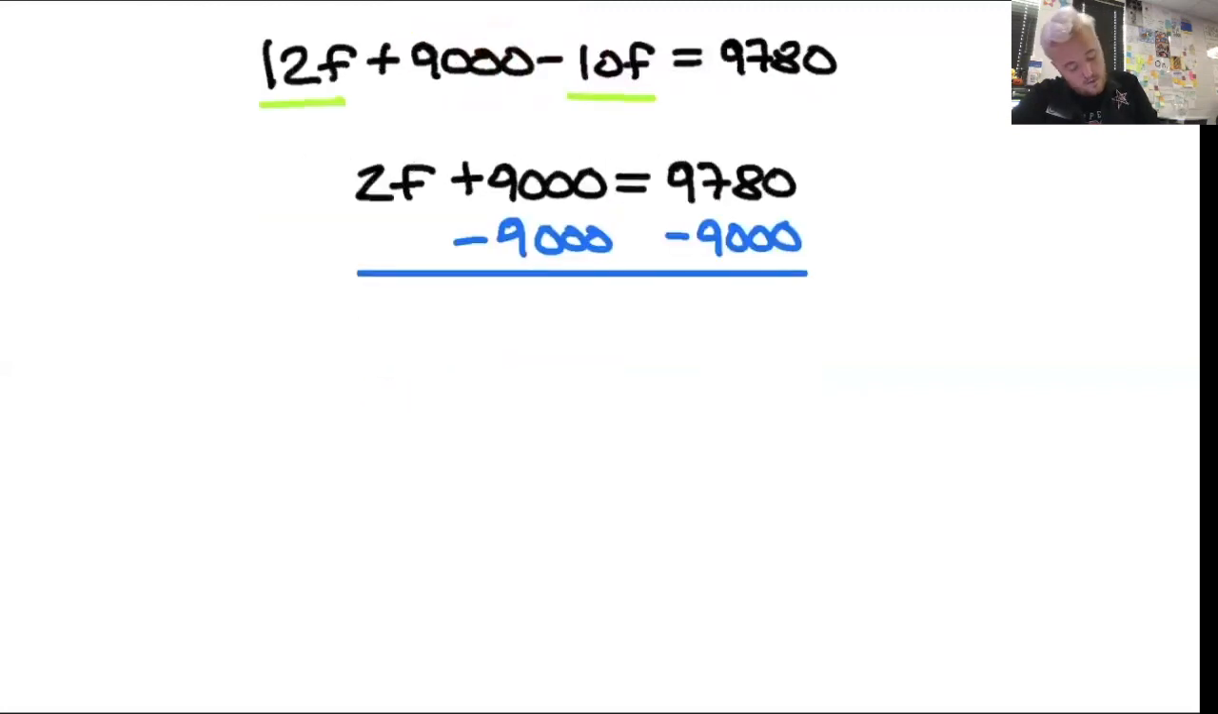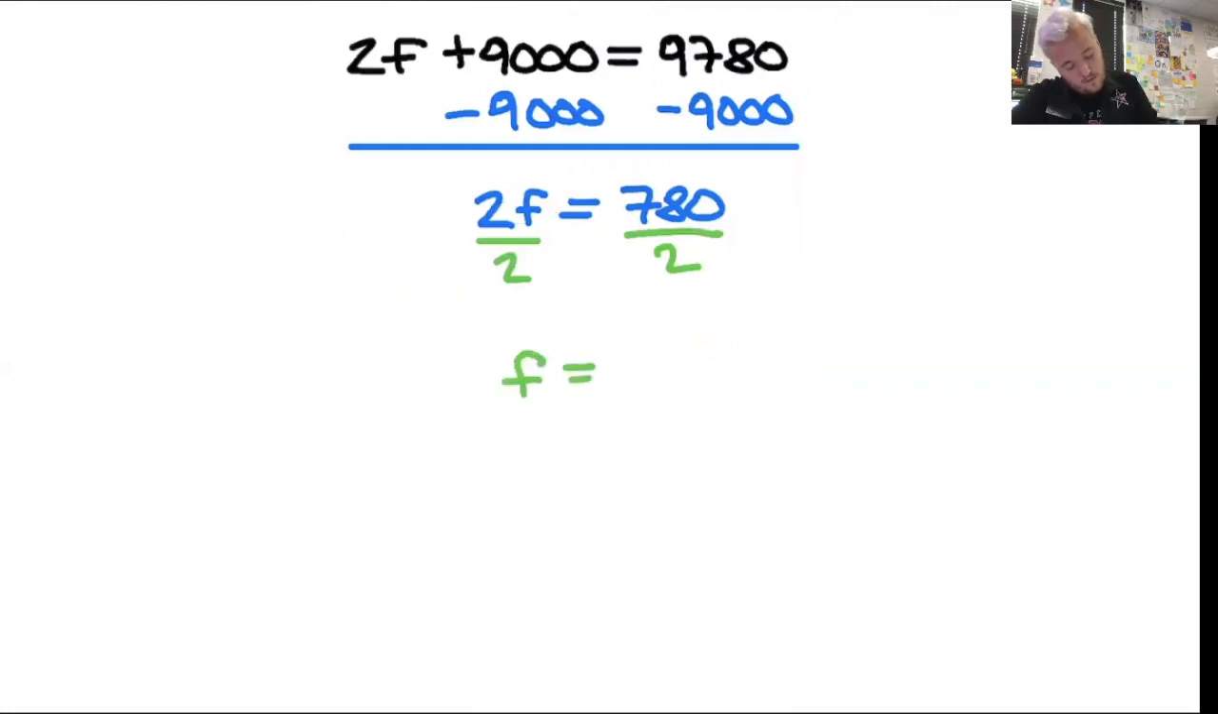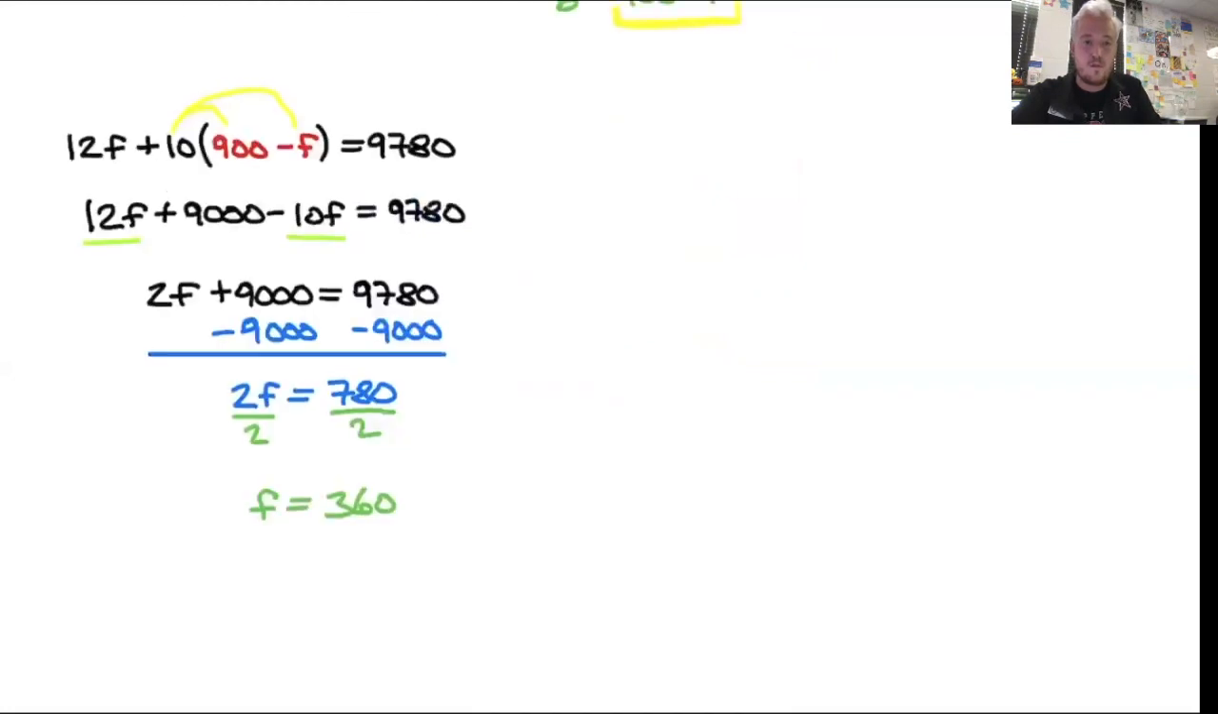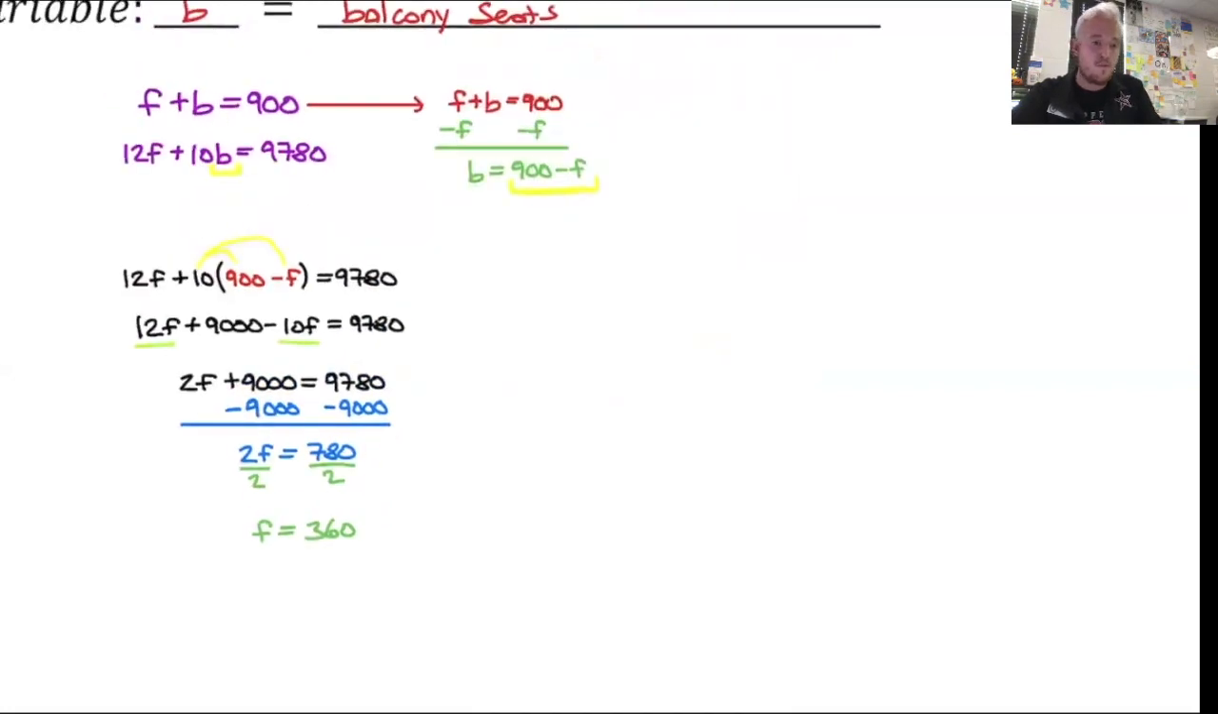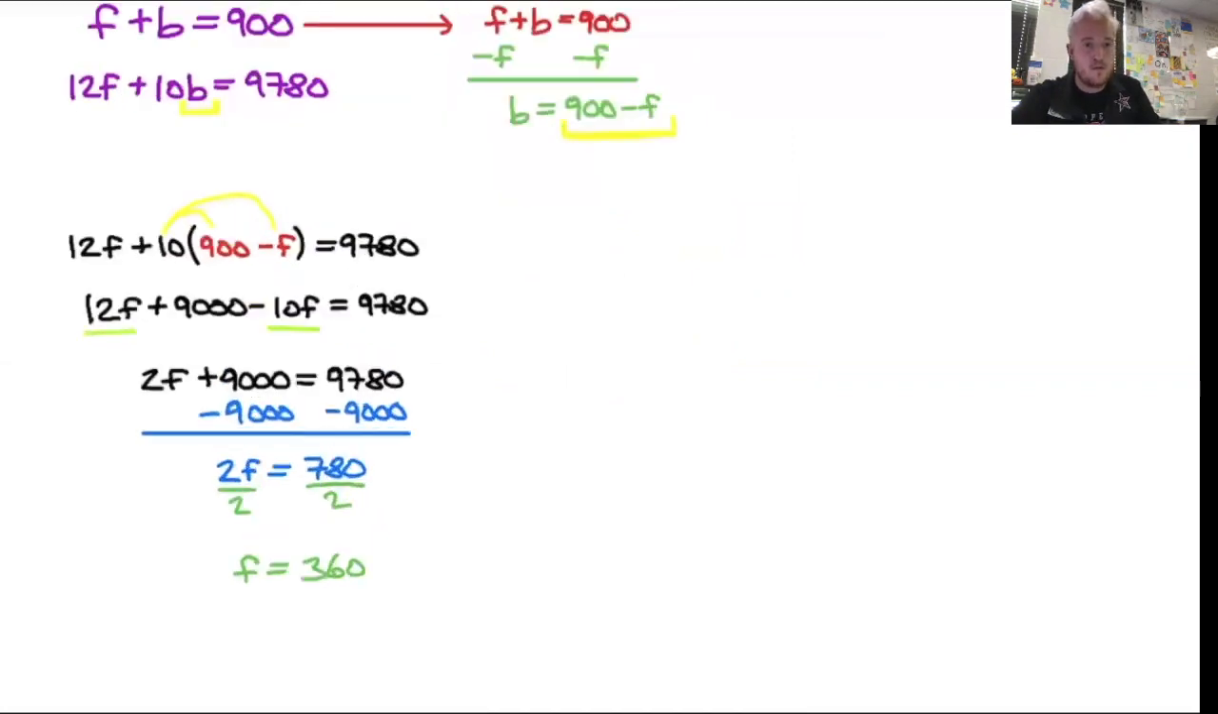All right, so I'm going to have 2F equals 780. Now I want to divide that by 2 so I can get F by itself. So I'm going to have F equals 360. So now that I've solved for F, which is the number of floor seats, now I can solve for B.